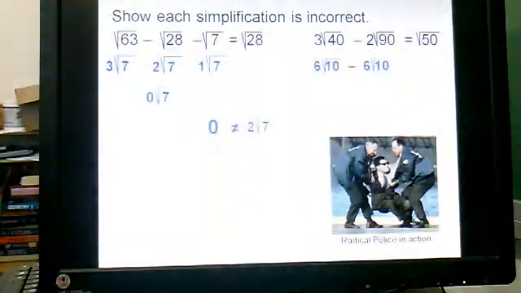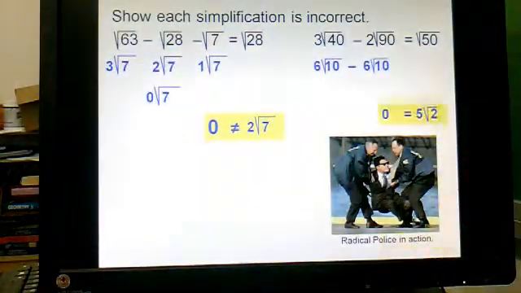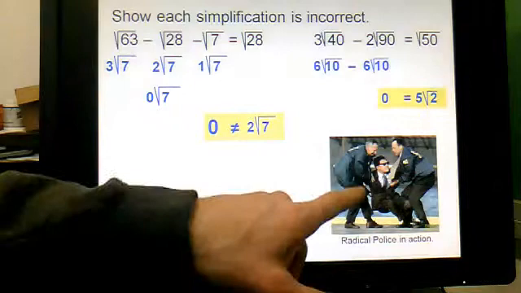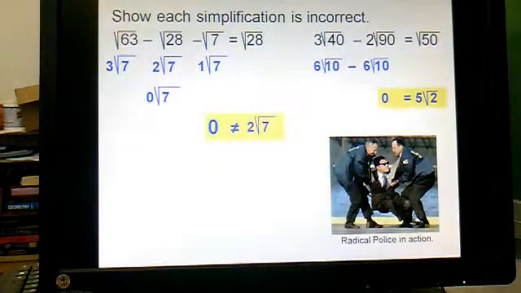Factors of 50, we did it a few minutes ago, would be 25 times 2. So you could simplify that to 5 rad 2 and show those are clearly not equal. Oh, radical police arresting someone for messing this up.